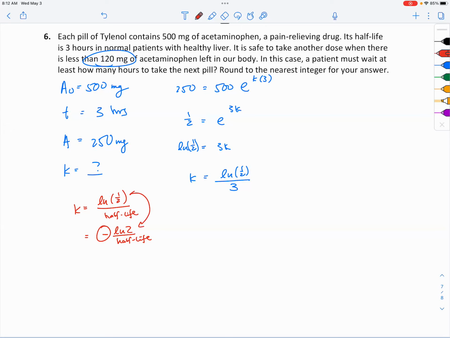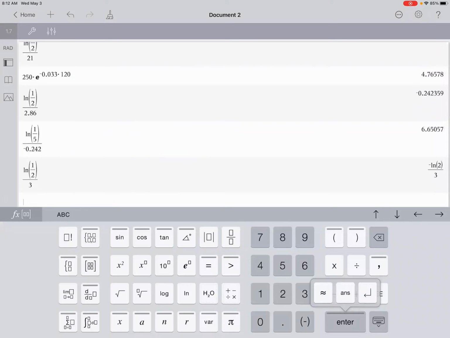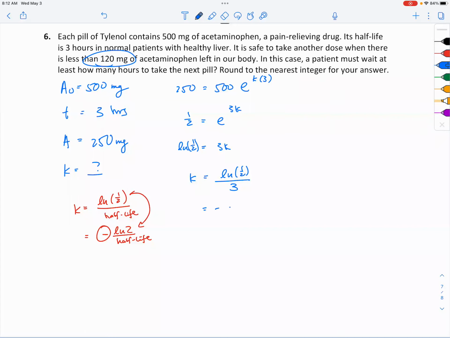All right, so let's go ahead and calculate what it is. So we have natural log of 1/2 divided by 3. So that would be negative 0.231. So K is equal to negative 0.231. That's our K value. And now with the K value, we can find out how much time it takes to drop to 120 milligrams.